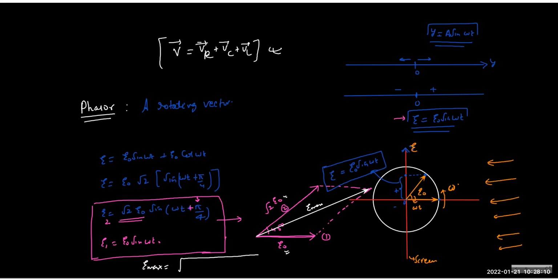Under root of A square plus B square plus 2AB cos 45, which is 2 E naught times root 2 E naught into cos 45. Nice. This turns out to how much? Root 5 E naught, no? Yeah. So the new value is root 5 E naught.